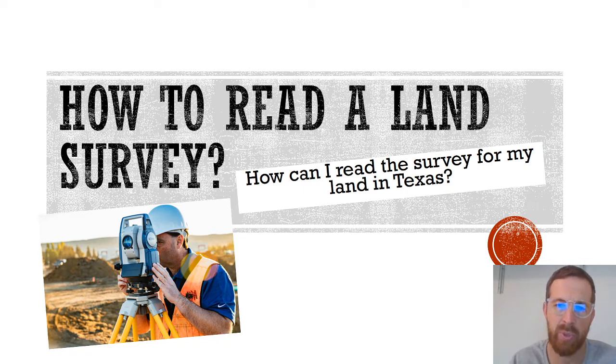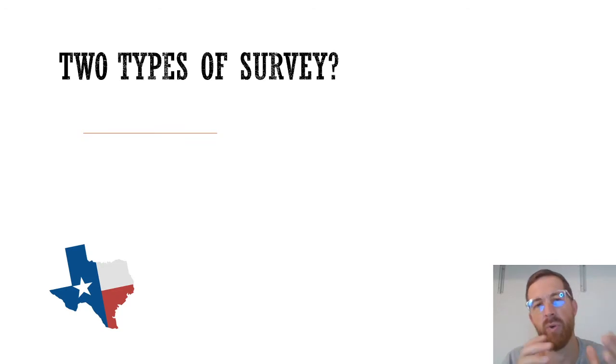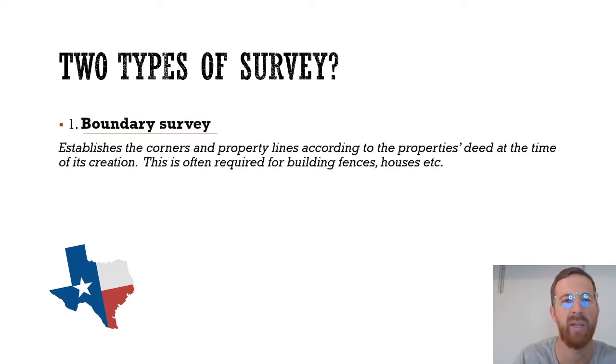Particularly for land in Texas, but in reality surveys are all read in the same way in any of the states in the United States. So first, what are the two types of surveys? There technically could be more, but there are two typical and common types of surveys with land. The first is a boundary survey, and the boundary survey is most likely what you're going to order.